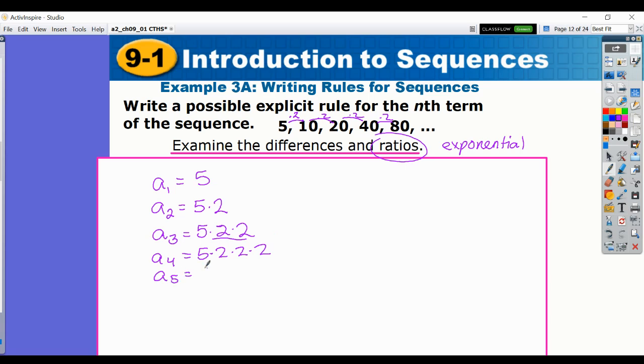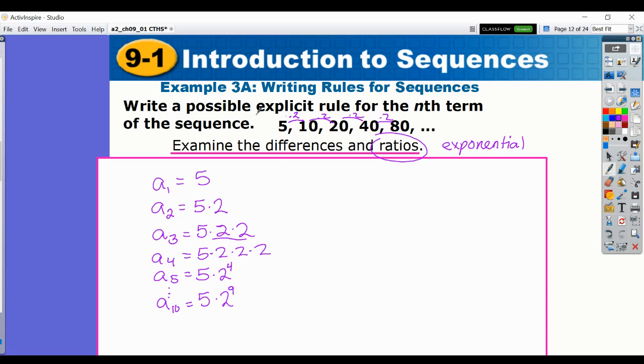For the fifth term, how many 2's did I have? For the fourth term, I had 3 2's. So for the fifth term, I have 4 2's. So instead of writing it out, I'm going to write it with an exponent there. So notice, since I had a starting value, I have 1 less 2 than I have for my term number. So let's see if we can jump down here. What if I was looking for the 10th term? How many 2's would I have there? Well, we decided that it's 1 less than the term number. So this is a 10, this will be a 9.